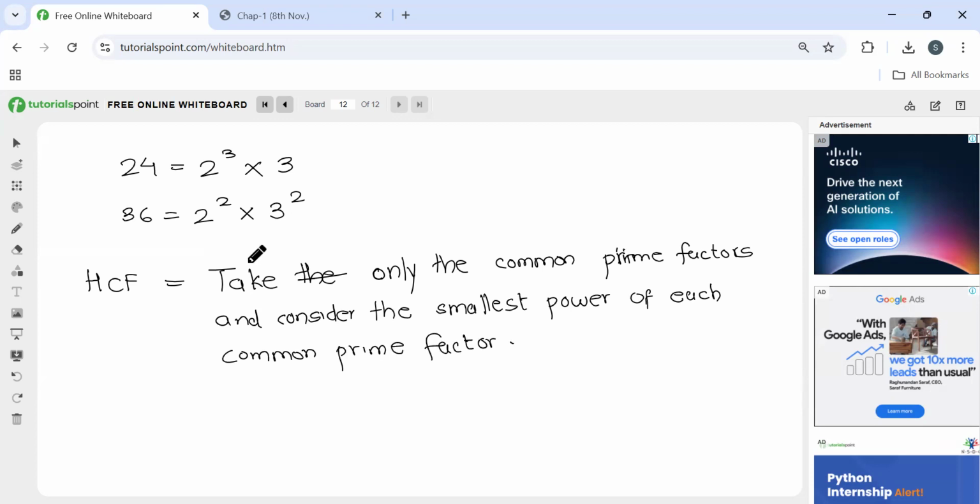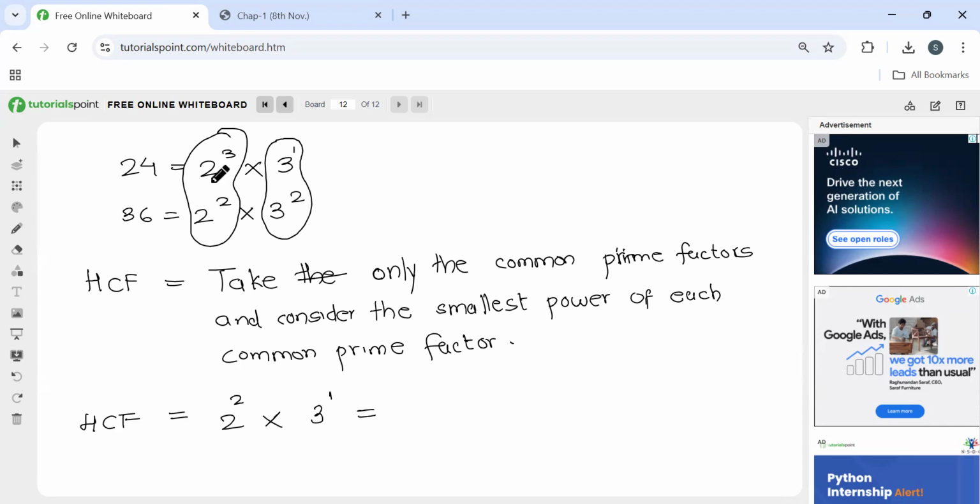You take the common prime factors only and consider the smallest power of each. So here the common prime factors in 24 and 36 are 2 and 3. In 2, you need to consider the smallest power. Among 3 and 2, the smallest power is 2. And among 1 and 2, the smallest power is 1. Which means the HCF is 2 raised to 2 into 3 raised to 1, which is equal to 4 multiplied by 3. That is equal to 12.